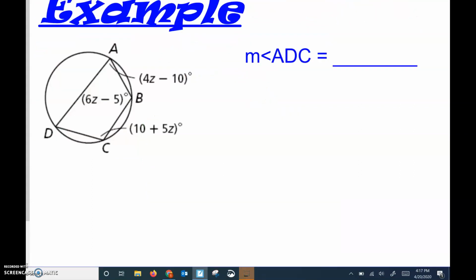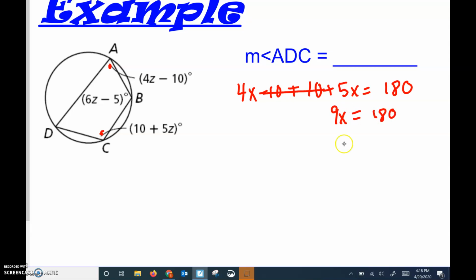All right, because now we know that those opposite angles are supplementary, what we can do here is take angle A and angle C, which are going to be supplementary. I'm just going to use x's because my z's look too much. So I'm going to go 4x minus 10 plus 10 plus 5x, and they have to be equal to 180. They have to be supplementary. So minus 10 and plus 10 cancel out, and I have 9x equals 180. Divide both sides by 9, and I get x to be 20.